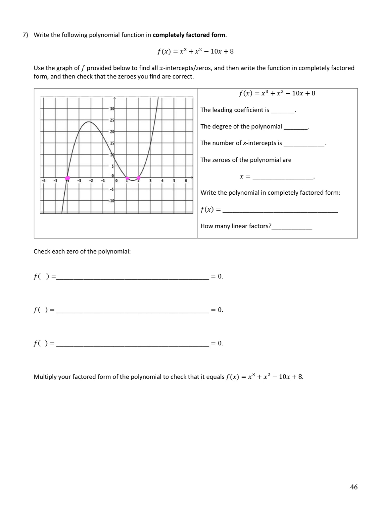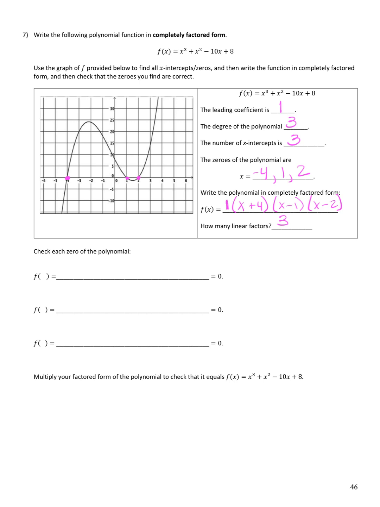So let's see, x cubed plus x squared minus 10x plus 8. The leading coefficient is 1. The degree of the polynomial is 3. The number of x-intercepts is 3. And the zeros are -4, 1, and 2. So to write this in completely factored form, I would have f of x equals a, the leading coefficient, which we had as a 1, x plus 4, x minus 1, x minus 2. How many linear factors is that? 1, 2, 3. Same number of factors as there are zeros as the degree.